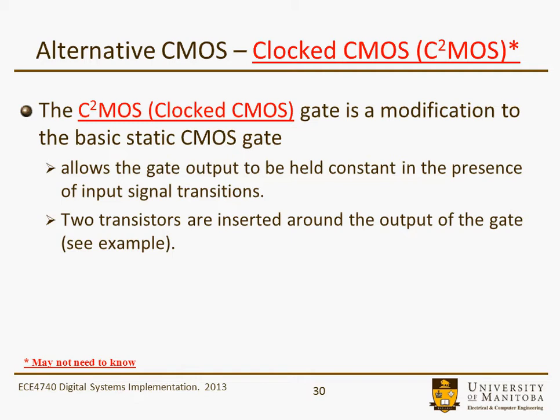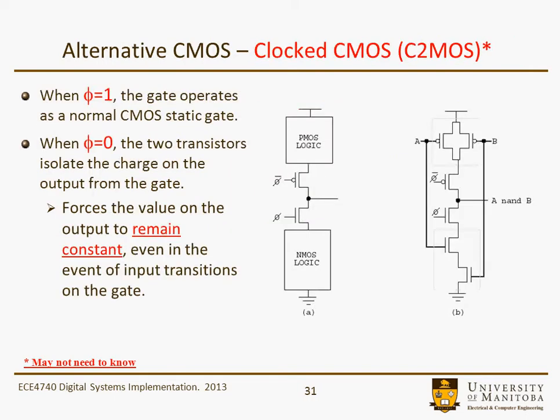So the C-squared MOS gate is a modification to the basic static CMOS gate. There's not much of a modification. It places two transistors that will isolate the pull-up and pull-down sections from the output. And so basically here's a schematic of it.